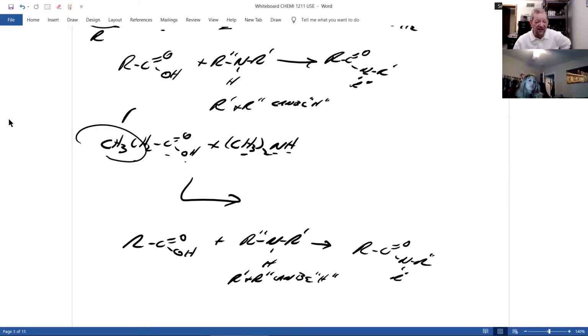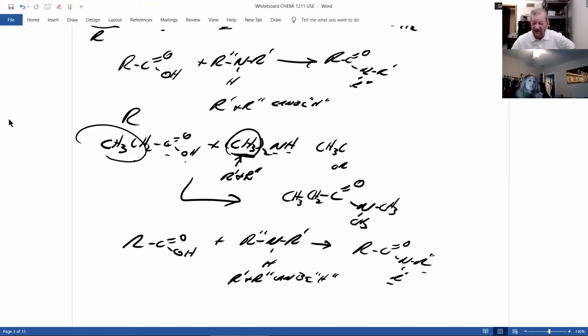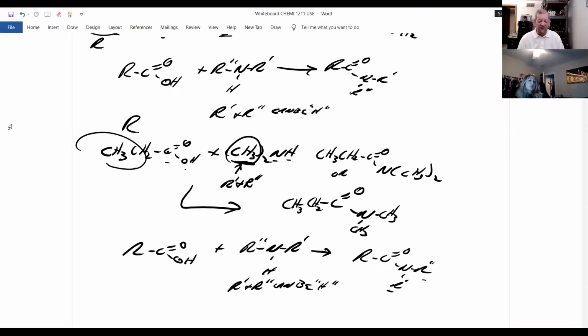So what's our ethyl? What's our R prime and our R double prime? Methyl. So look at the carbonyl carbon. What's attached to it are two carbons, still attached. Carbonyl, then nitrogen. And what's on the nitrogen? Our R prime and our R double prime. And you could write it this way. Or you could also write it this way, which Dr. White on a test would probably do. And that's that amide.